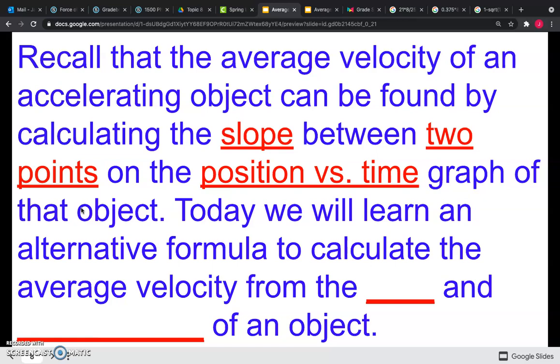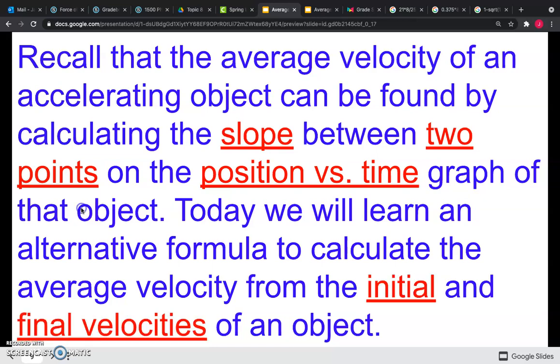Today we will learn an alternative formula to calculate the average velocity from the initial and final velocities of an object. So you can actually use the initial and final velocity to figure out what the average velocity of an object is over a given period of acceleration.